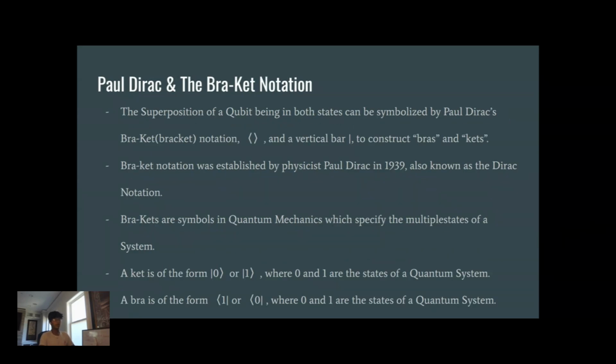Okay, Paul Dirac and the bra-ket notation. As we mentioned about the superposition of a qubit, it is also represented by Paul Dirac's bra-ket notation. The bra-ket notation was established by physicist Paul Dirac in 1939, also known as the Dirac notation. Bra-kets are symbols in quantum mechanics which specify the multiple states of a system. A ket is of the form 0 or 1, where 1 and 0 are the states of the quantum system, and that's the same thing for a bra.